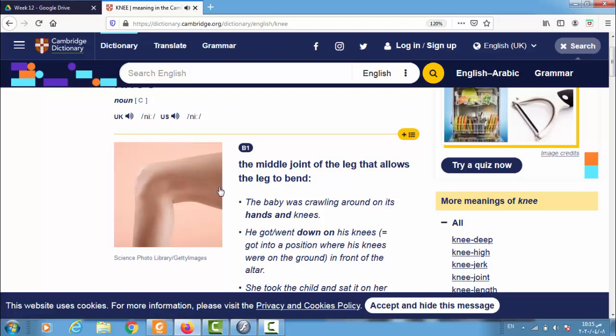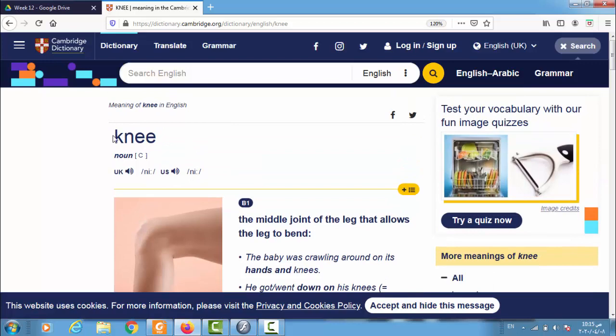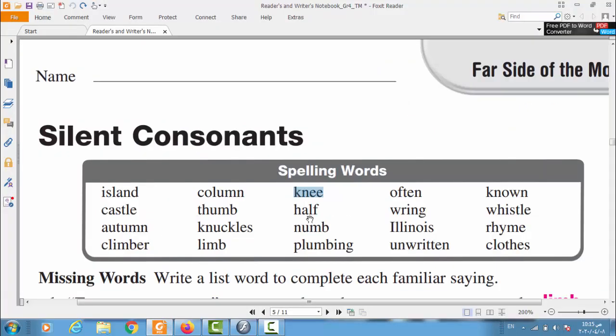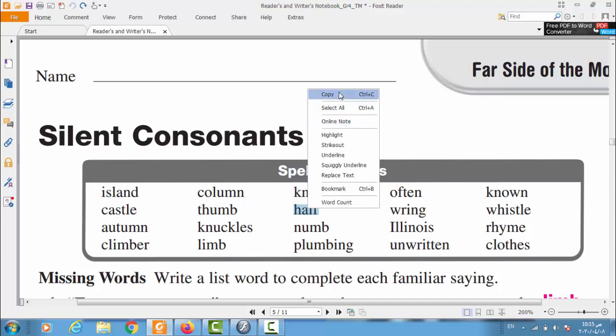Knee. Knee means this one in here. This is the knee. The knee is the middle joint of the leg that allows the leg to bend. This is your knee. And you can find that the K letter in here is silent. The next one.